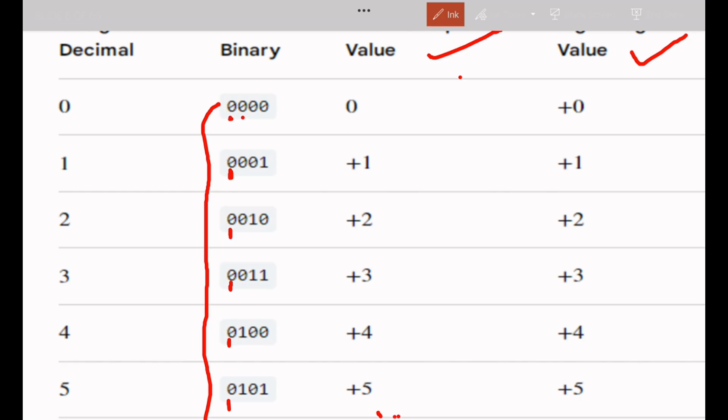But the remaining bit is the magnitude. The remaining bit is the magnitude.